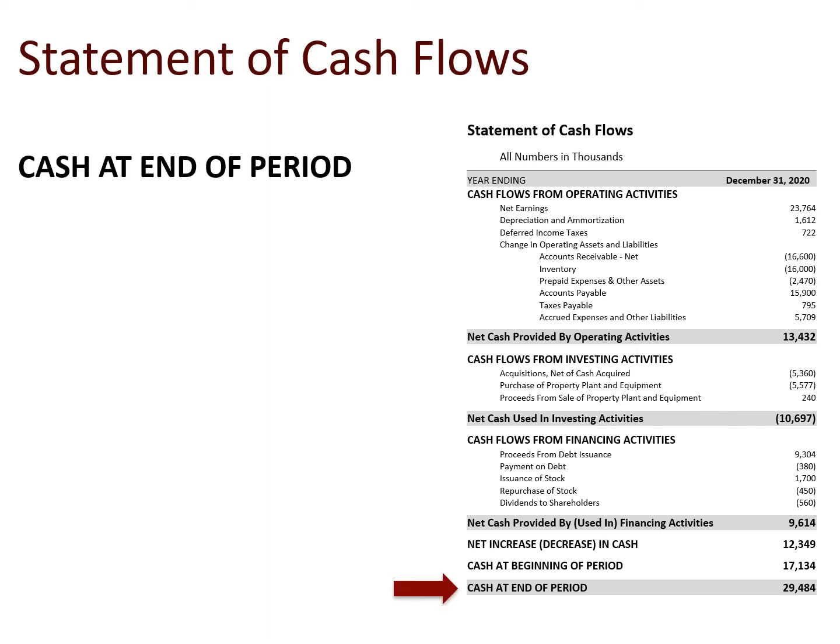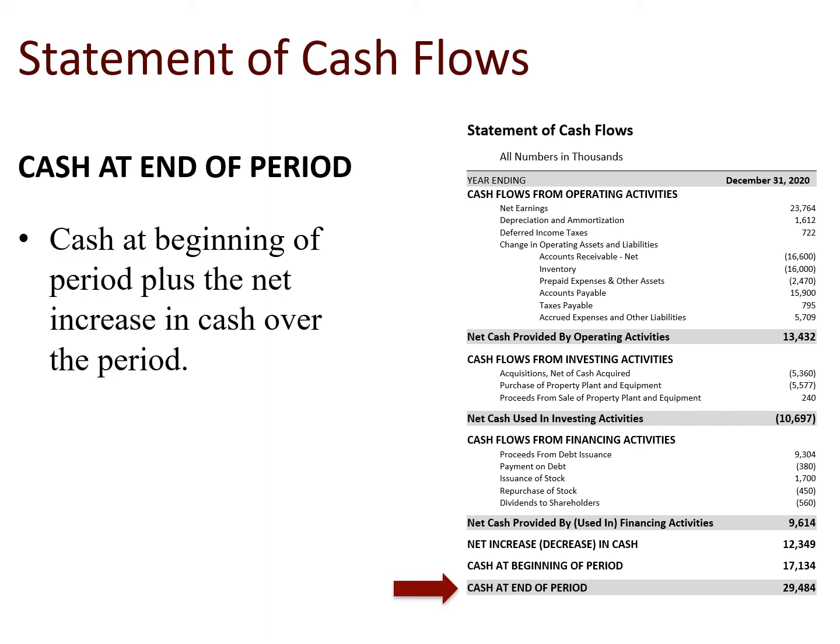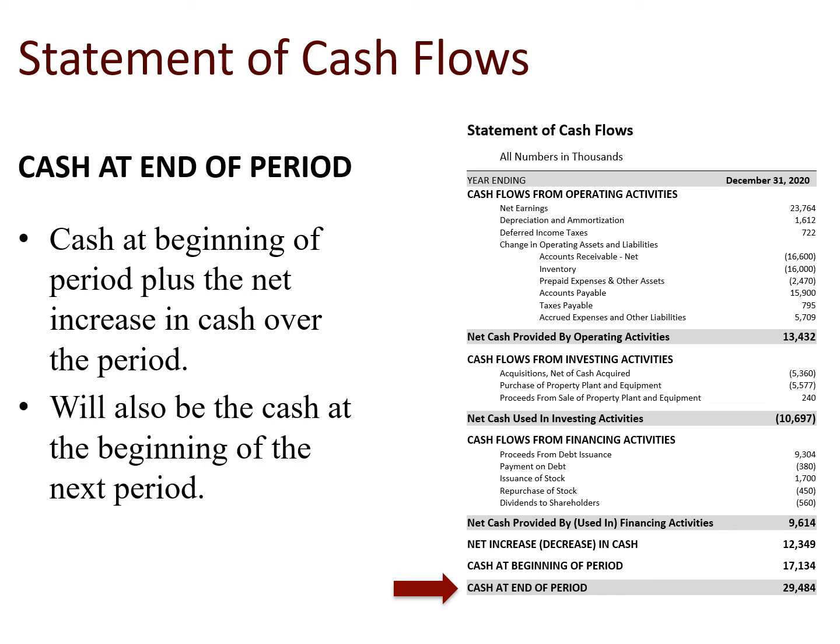Cash at the end of the period is simply the cash at the beginning of the period plus the net increase in cash over the period. It will also be the cash at the beginning of the next period. So you've got to remember, whatever cash you end with, let's say on December 31st of a particular year, will be the same cash you open the doors with on January 1 of the following year. So basically it's the very next day.